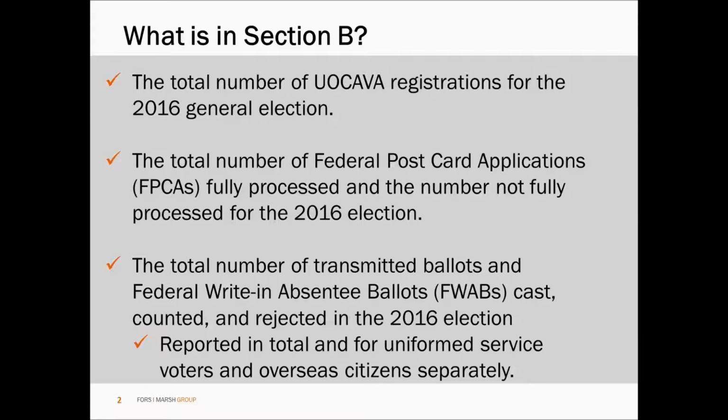And finally, the total number of transmitted ballots and the total number of federal write-in absentee ballots that were cast, counted, and rejected. In Section B, you will often be reporting three sets of numbers. First, you'll be reporting the total number of UOCAVA ballots, and then you'll be breaking those ballots up into two groups. Ballots that were submitted or transmitted or counted and rejected by uniformed services voters and by overseas citizens. You'll be reporting those separately.